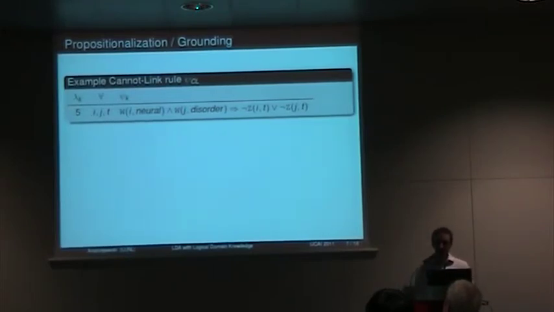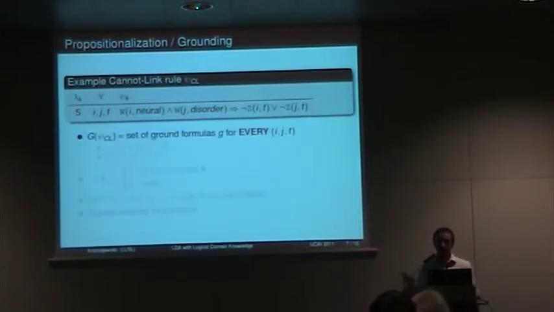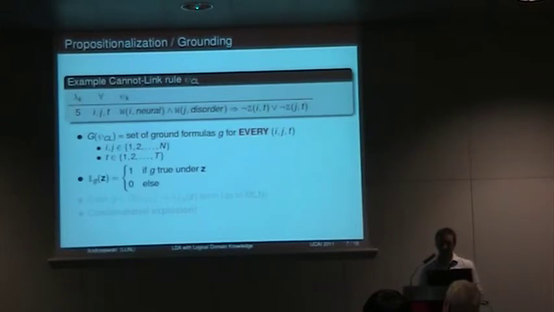So the free variables in this logical rule are I, J, and T, where I and J range over the corpus, and T ranges over the number of topics. So we're going to say G is the set of the ground rules for every single IJT triple. These I's range over the length of the entire corpus, I and J. T ranges over the number of topics. We're going to have an indicator function that indicates if a specific grounding is true for a given topic assignment. So if we have IJT, where I is neural, J is disorder, and they are the same topic, that grounding is going to be associated with a 0, otherwise a 1.